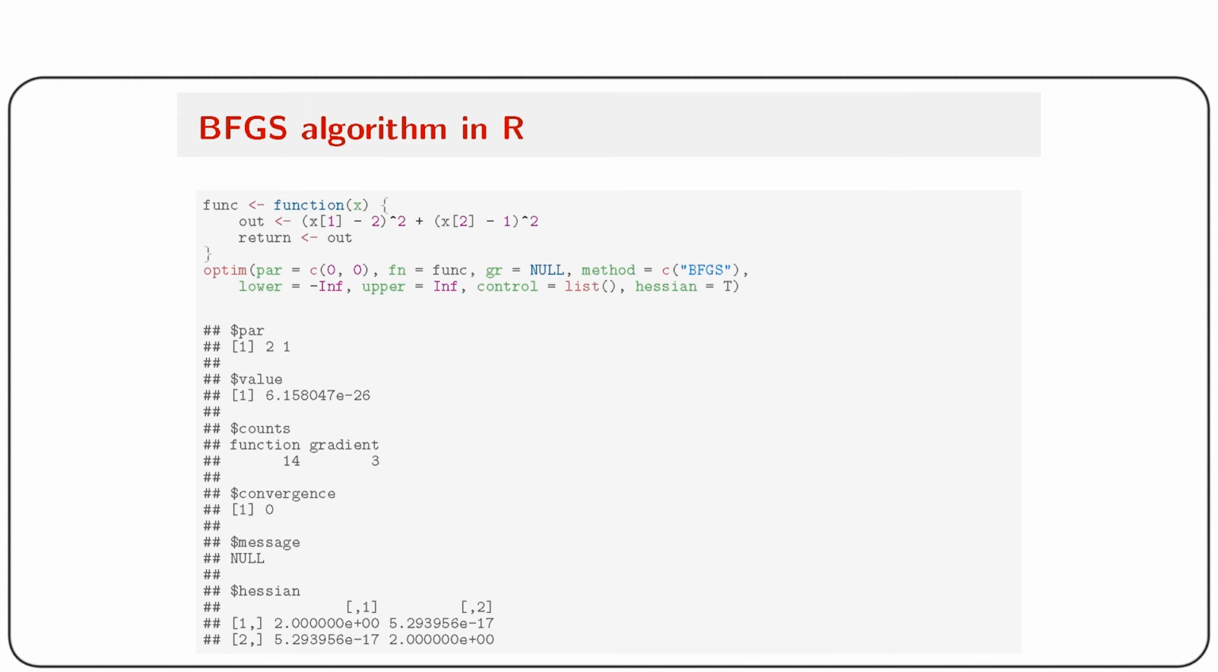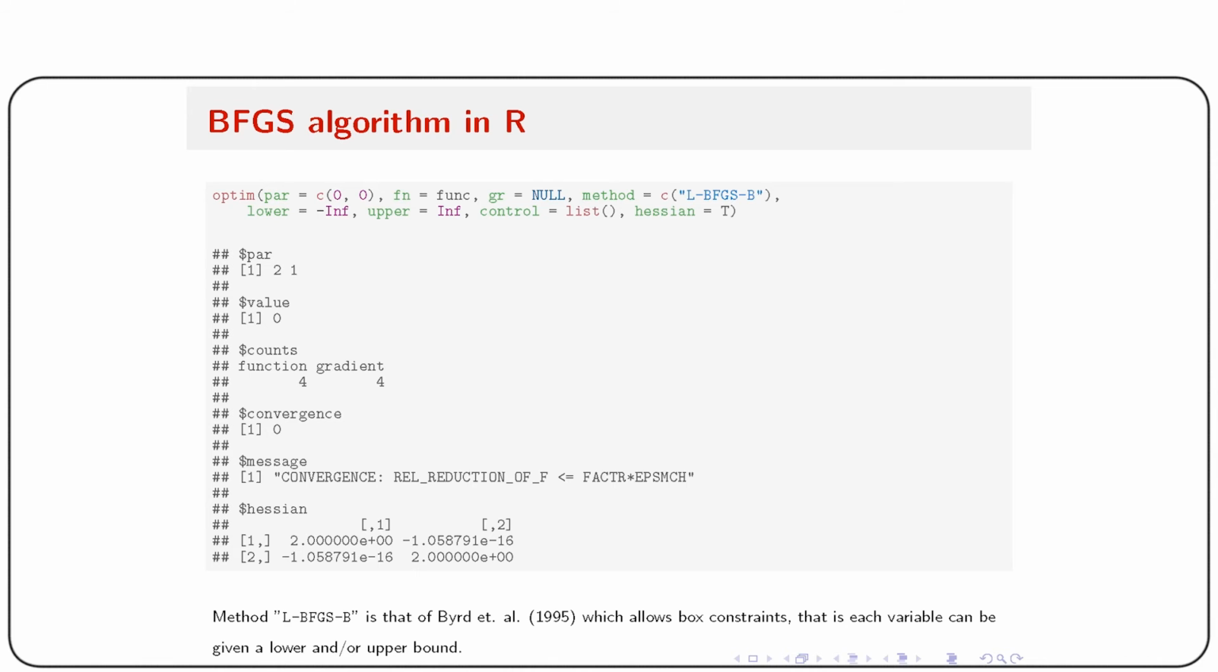You can choose that BFGS, and you can define the lower as minus infinity, upper as plus infinity, and then you will get the actual estimate of the variable, the results. And with optim, this way you can also use the L-BFGS-B method. That method is actually from Byrd et al 1995, which also allows box constraints, that is each variable can be given a lower and upper bound.